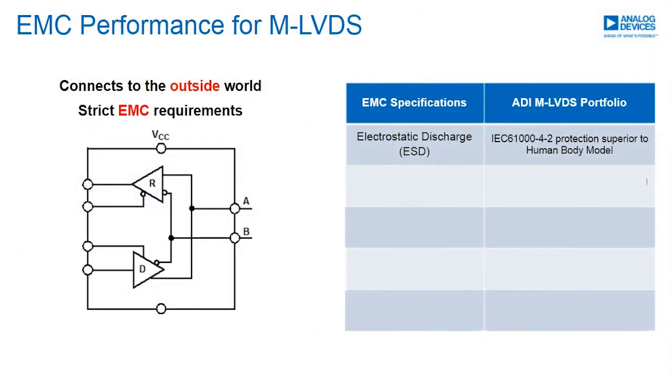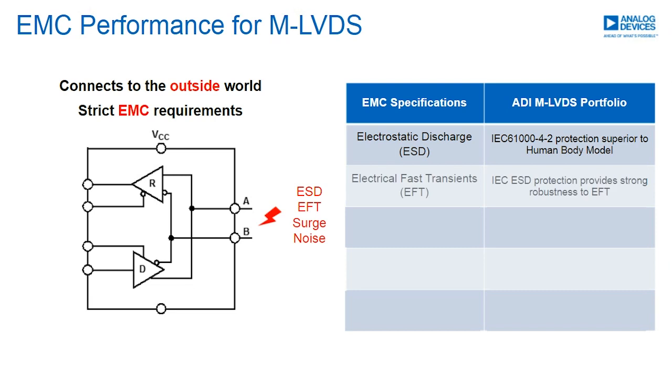In general, devices which connect to the outside world have strict EMC requirements. ADI's M-LVDS transceivers are no exception, but they are well suited to operating in harsh environments. As discussed on the previous slide, they feature high levels of ESD protection. The ESD protection devices used within the M-LVDS transceivers also afford protection against electrical fast transients. Unlike RS-485 transceivers, M-LVDS transceivers are tested to minimize peak-to-peak common mode noise, which will minimize EMI generated by common mode noise on a cable.